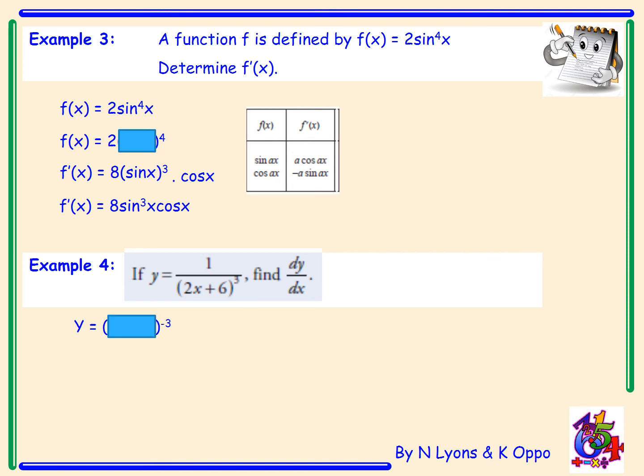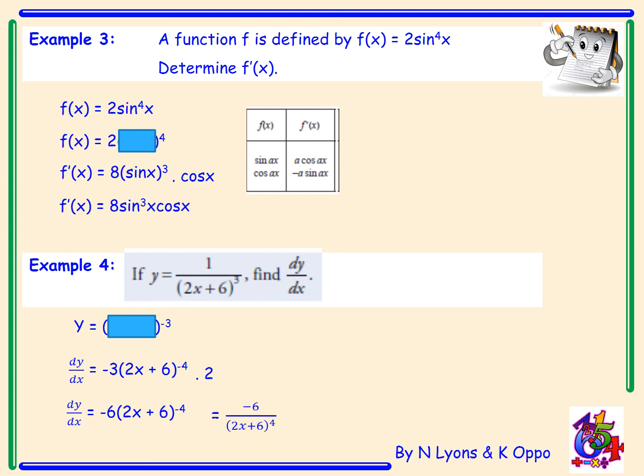Okay, I'm going to differentiate around the bracket first of all, so I'm going to cover it up. So dy by dx equals minus 3 times the bracket to the power minus 4. Okay, I'll unveil the bracket and I differentiate inside the bracket. I differentiate 2x plus 6 and that gives me the number 2. Now I'm going to just bring it all together by multiplying it together. dy by dx equals minus 6 times 2x plus 6 to the power negative 4.